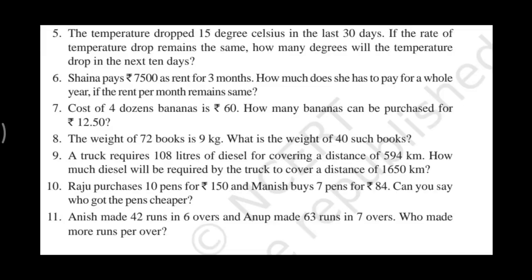Now this is question number 11. Anish made 42 runs in the 6 overs and Anup made 63 runs in 7 overs. So first of all, one by one we will find out the runs made in 1 over by Anish and Anup, and then we will decide who scored more runs. Now let us find out.